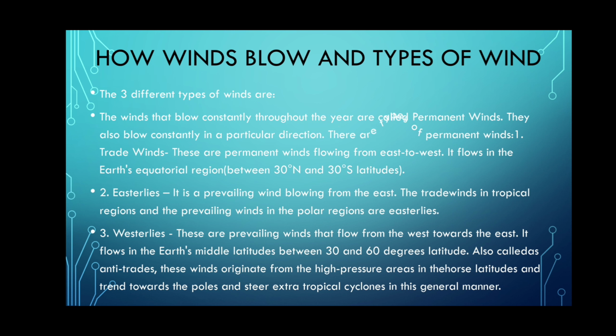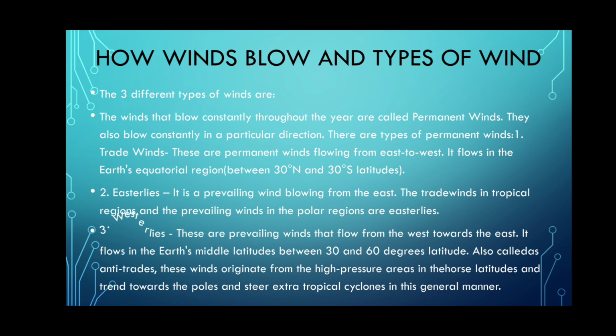1. Trade winds. These are permanent winds flowing from east to west. They flow in the Earth's equatorial region, between 30 N and 30 S latitudes. 2. Easterlies. It is a prevailing wind blowing from the east. The trade winds in tropical regions and the prevailing winds in the polar regions are easterlies.